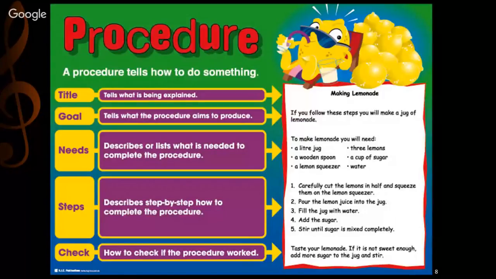Check, how to check if the procedure worked. For example, making lemonade, lime juice. If you follow these steps, you will make a jug of lemonade.